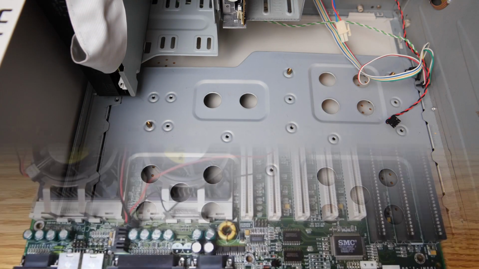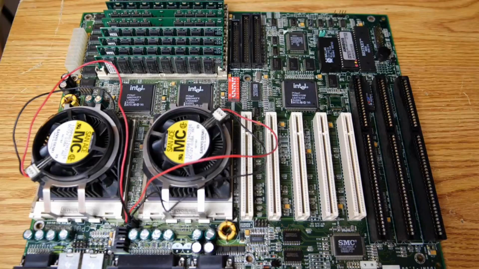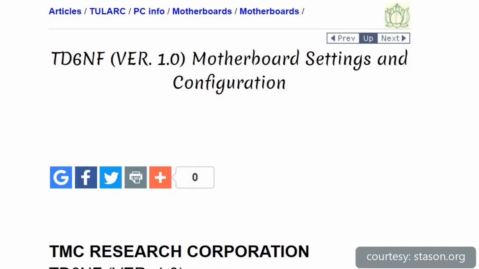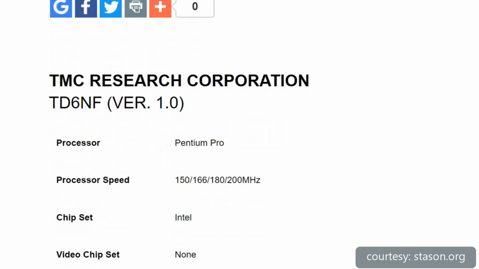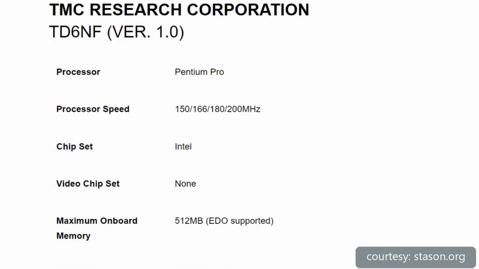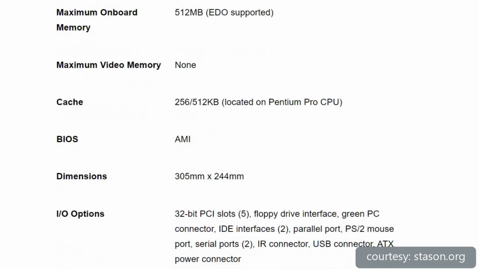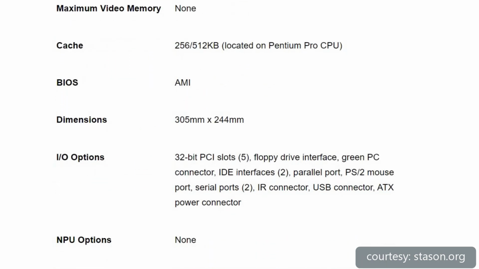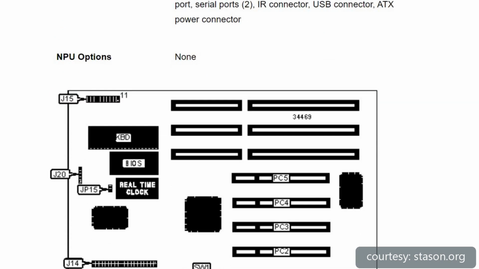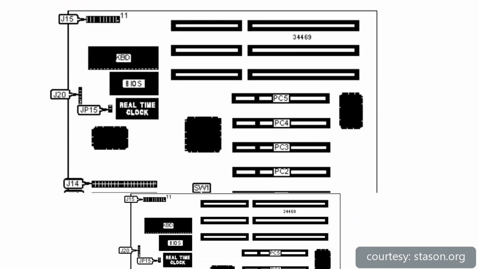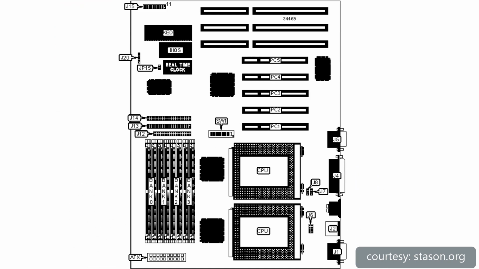Perfect. So now that the board is out of the system, we can have a closer look, and we can see this is a TD6NF board, and it does have two 200 MHz Pentium Pro processors on it. So that's about as high as we can go with this board. We can see that there are various options for IO options, and we can see a nice picture or diagram of the motherboard here, nicely labeled as well.